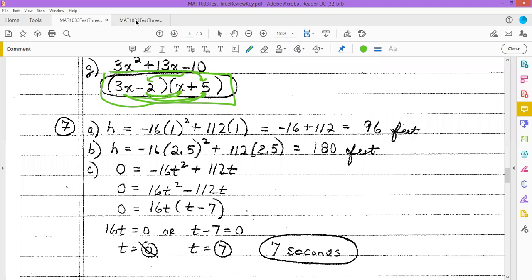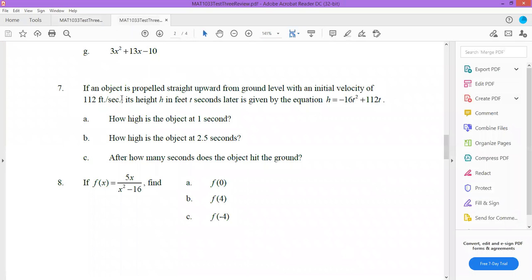Now remember, we were given this function in our question. The object is propelled straight upward from the ground at an initial velocity of 112 feet per second, and the height h in feet, t seconds later, is given by this equation. Now we want to know how high. Letter A is the object after 1 second. Letter B, how high is the object after 2.5 seconds. And C, how many seconds does it take for the object to hit the ground?